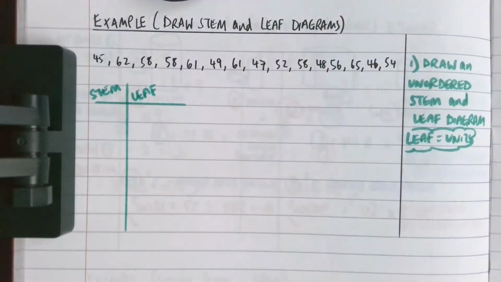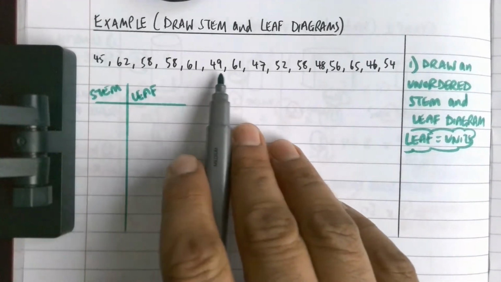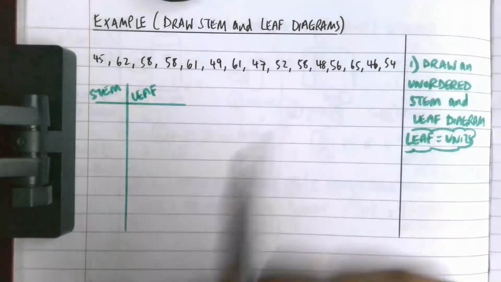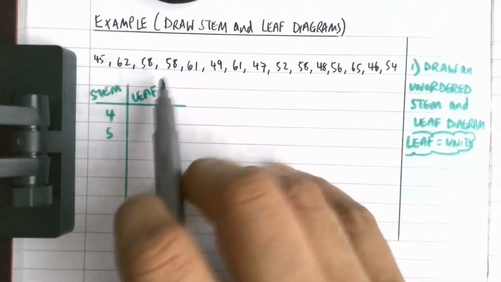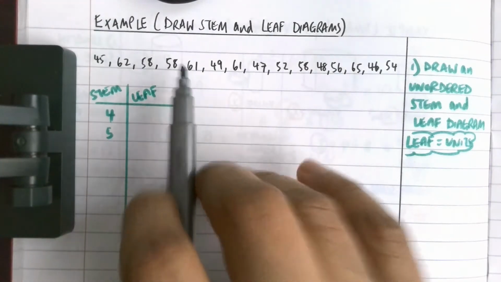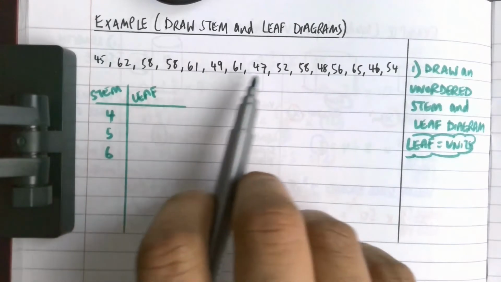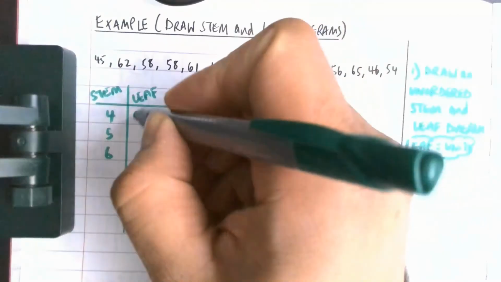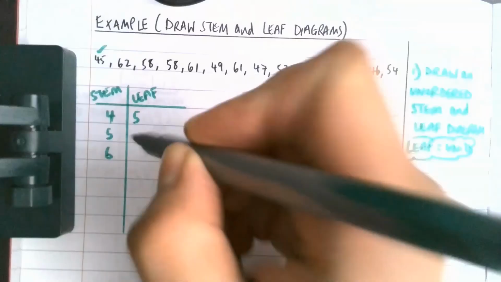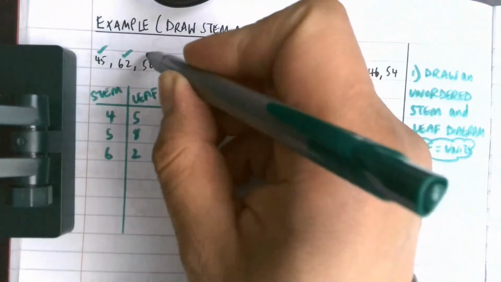So if we look, we have to go through the data and try and find the smallest one, which is in the 40s, and then we have numbers in the 50s and the 60s. So our stem has to include the 4 for 40, the 5 for the 50s numbers, and the 6 for the 60s numbers. We then populate the leaf part of the table according to the data we've been given. So 45, take it off, 62, and we continue doing that for all the numbers until we're done.